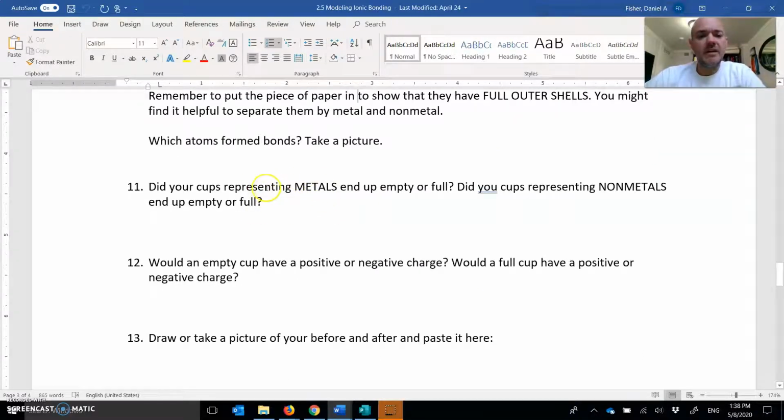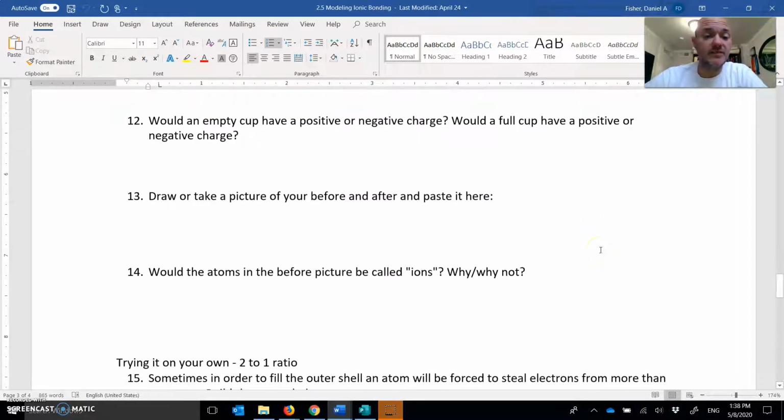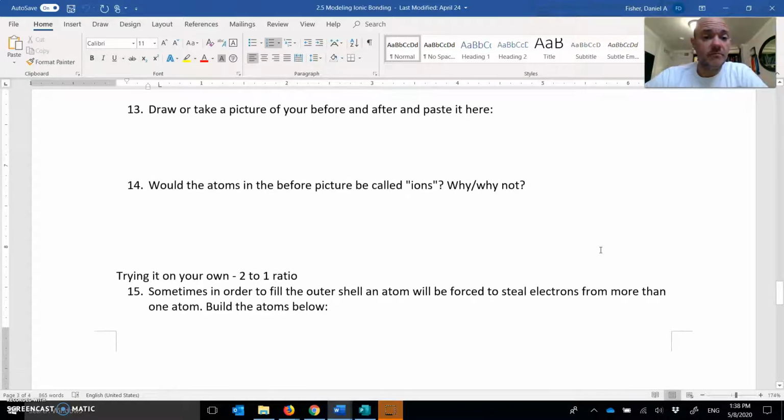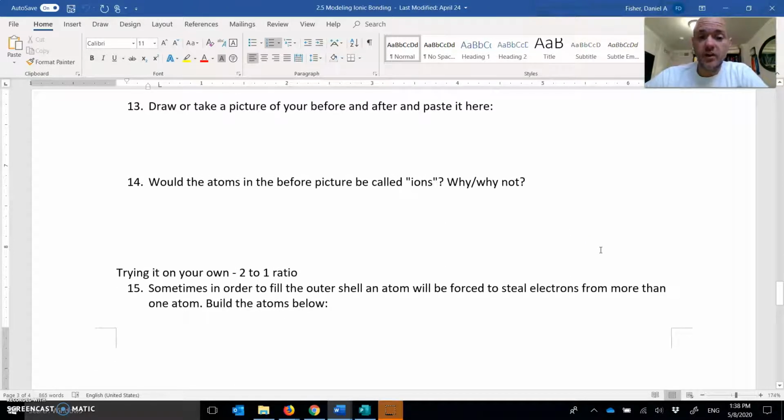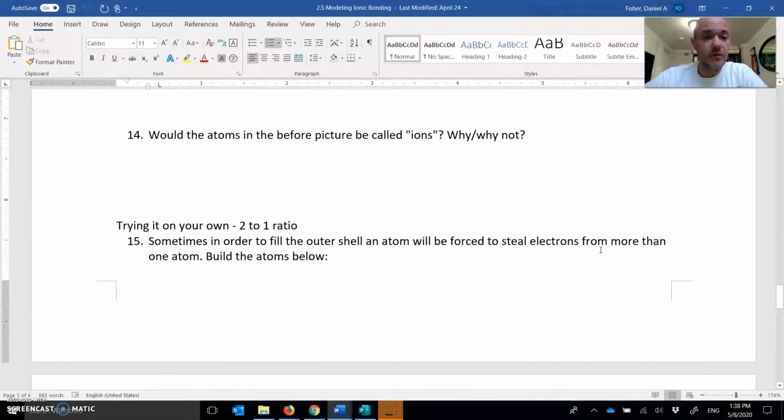One thing to think about: did cups representing metals end up empty or full? Would an empty cup have a positive or negative charge? What about non-metals? They end up empty or full. Would a full cup have a positive or negative charge? Pictures, you can draw them in, you can take pictures, either way.